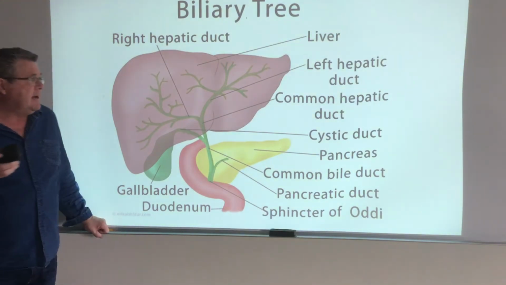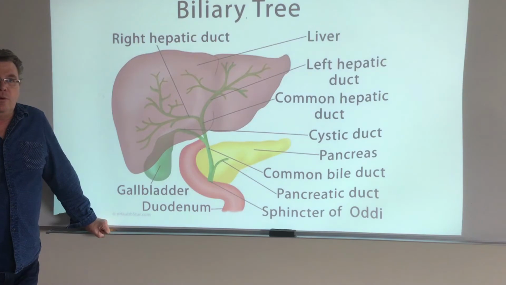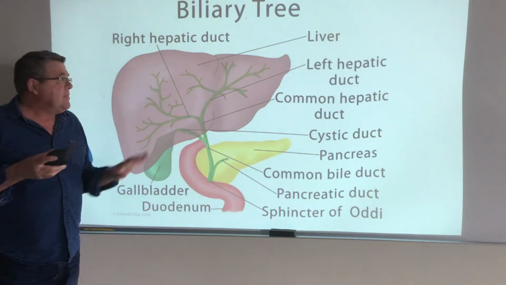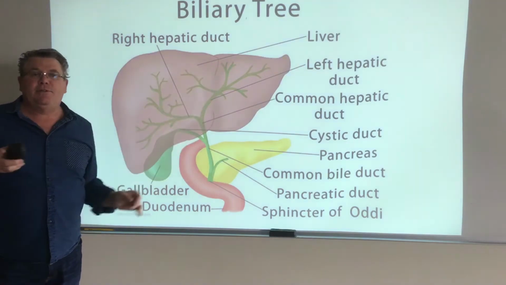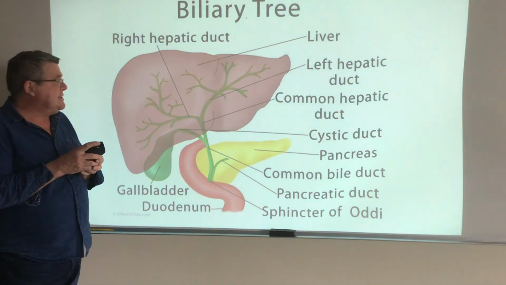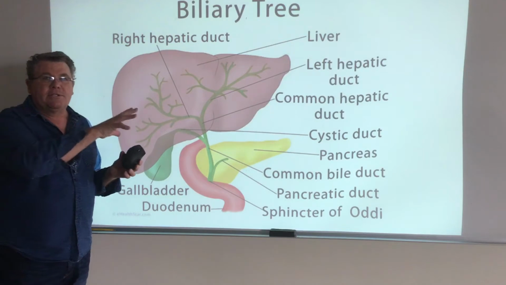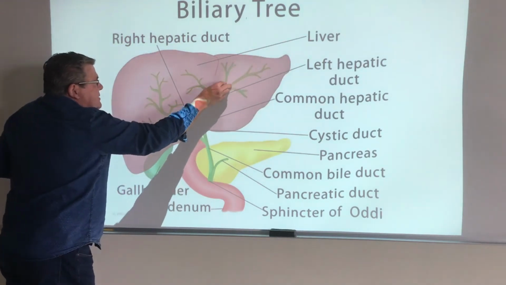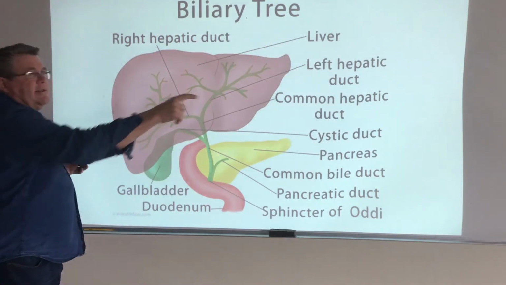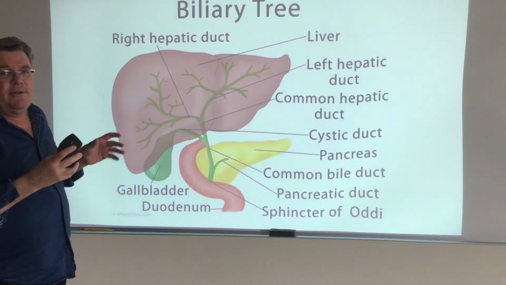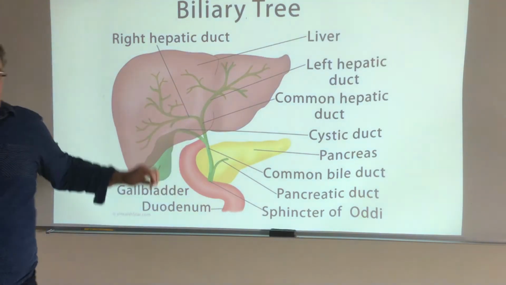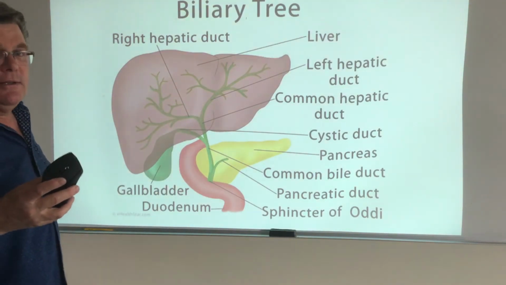Bile is going to play a pretty important role in digestion of fats and lipids. And that's secreted in the liver. It's produced in the liver by some interesting cells called hepatocytes. You'll see hepatocytes in the next couple slides. They all start to come together into the left hepatic duct and the right hepatic duct. And then those are going to converge into the common hepatic duct.